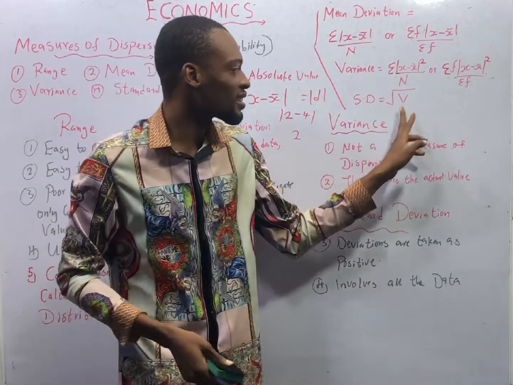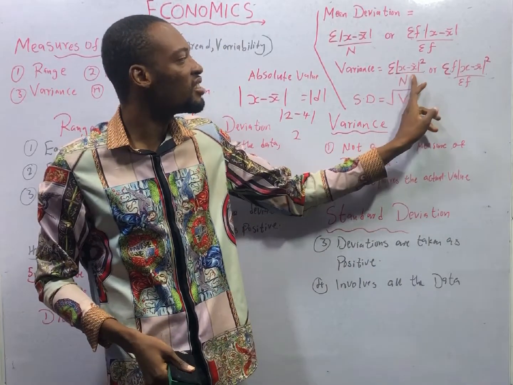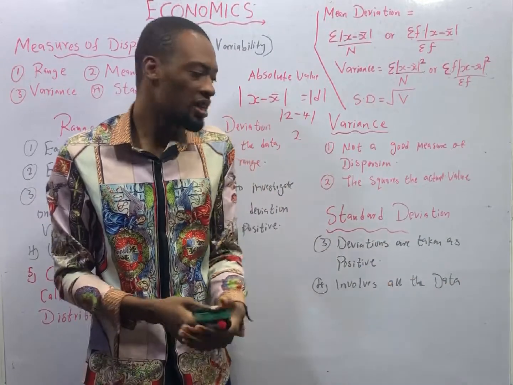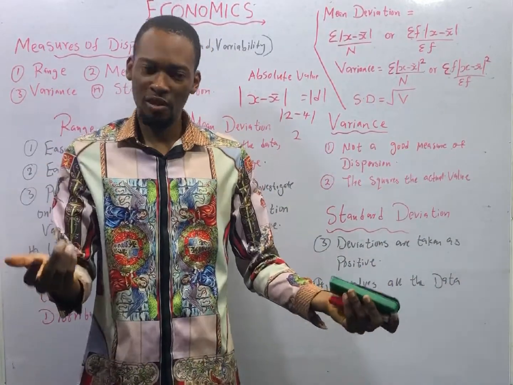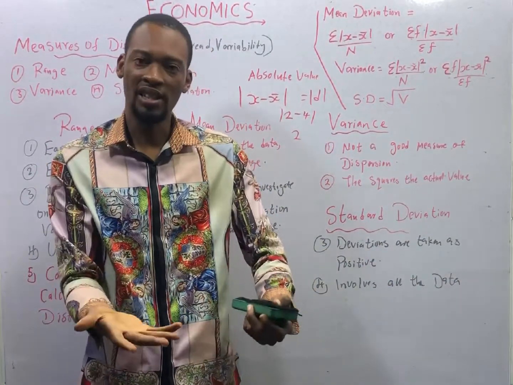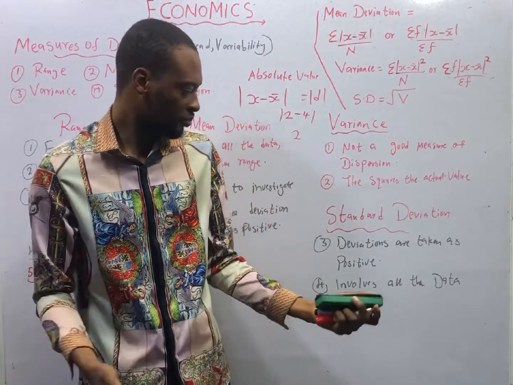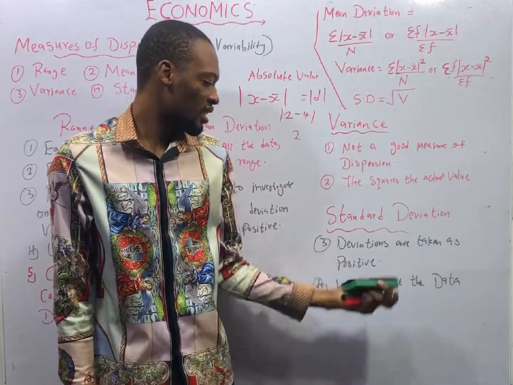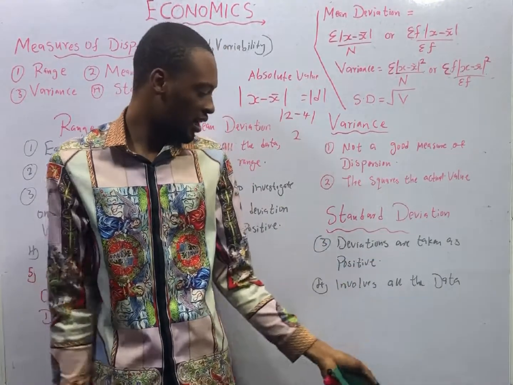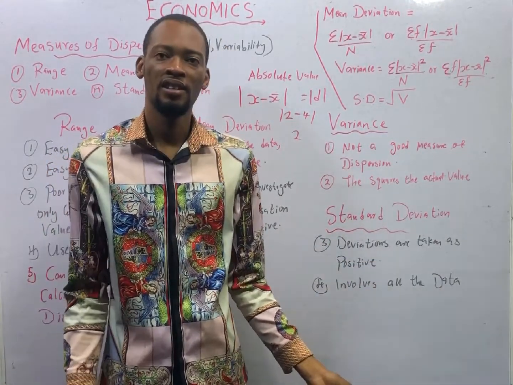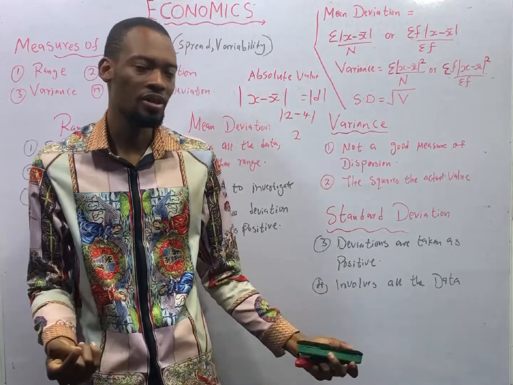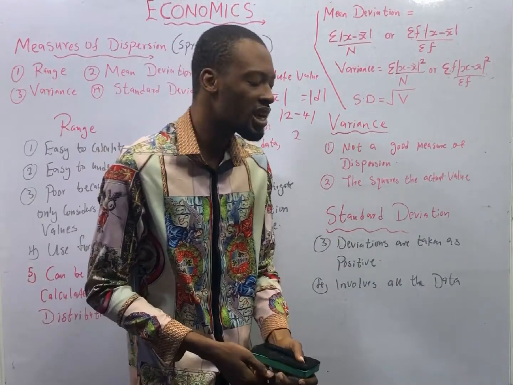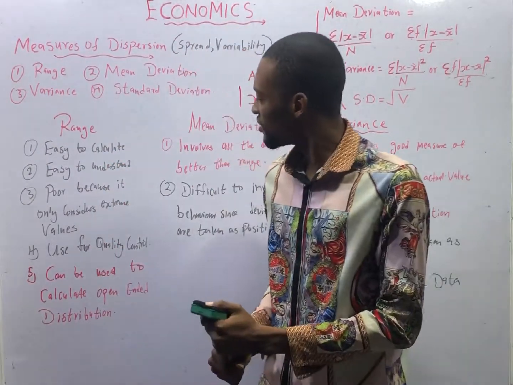But for variance and standard deviation, not just taking the deviation as positive or absolute, they square the deviation. So any value they get, they square it. So it is not even the actual value we are seeing. We are seeing a square value. And deviations are taken as positive for both variance and standard deviation. However, they involve all the data given. You use all the values to solve. There it is. Measures of dispersion: range, variance, and standard deviation.